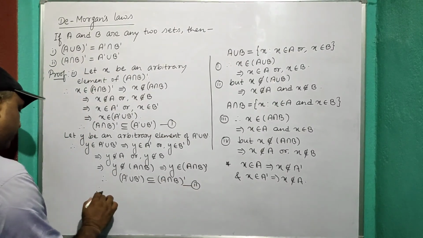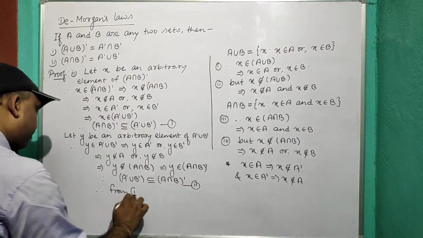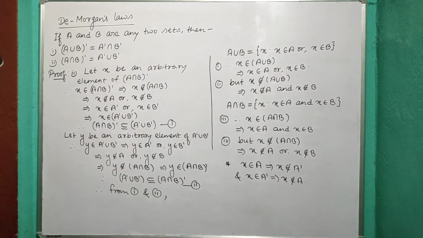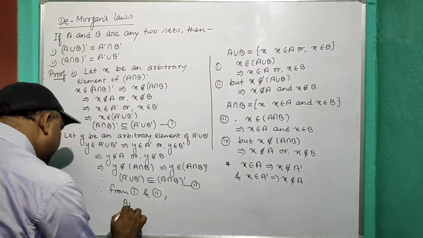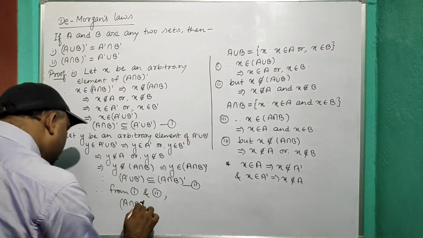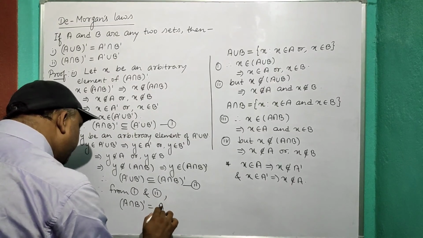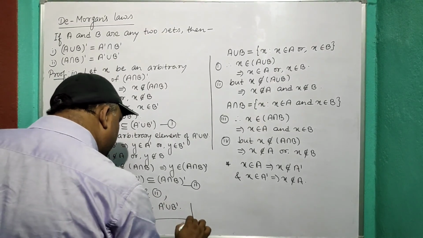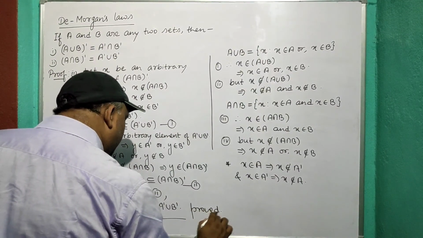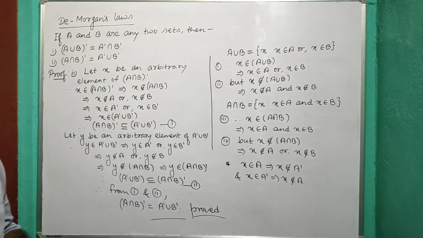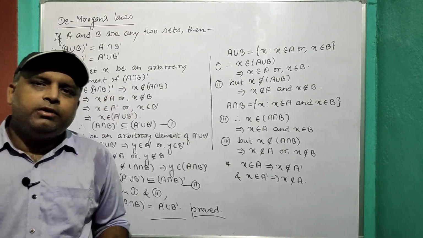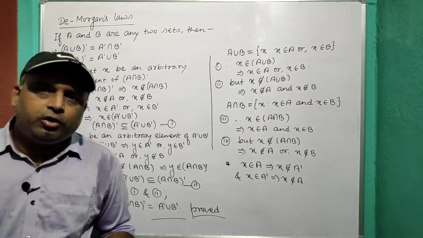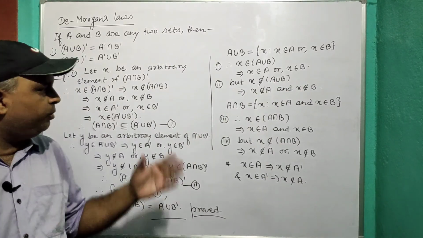Okay, so from 1 and 2, because both are subsets of each other, we can write that (A intersection B)' is equal to A' union B'. Okay, so this is the proof of De Morgan's law. In the next video, I will solve exercise 1.5, which is based on the complement of a set. Okay, so please write it down.